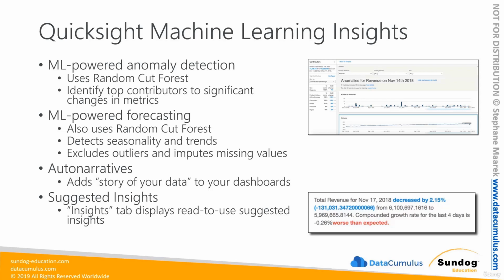QuickSight also has an Insights tab in its UI, and this gives what's called suggested insights. So if you hit the Insights tab, it can tell you which of these machine learning features might be relevant to your dataset and give you ready-to-use suggested insights to just look at and incorporate into your analysis.